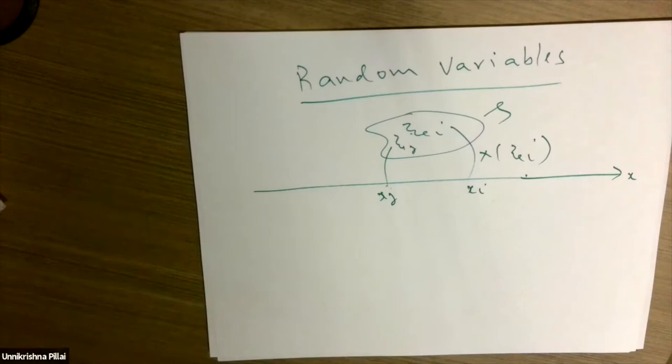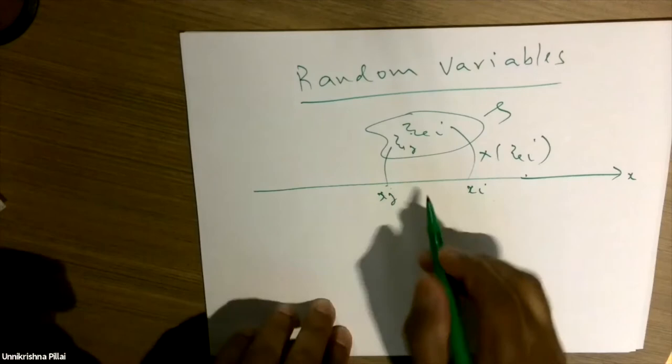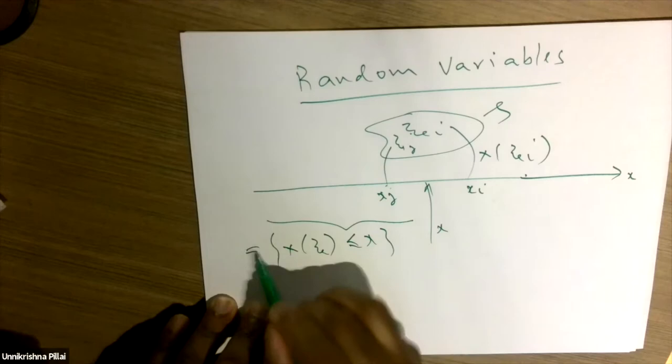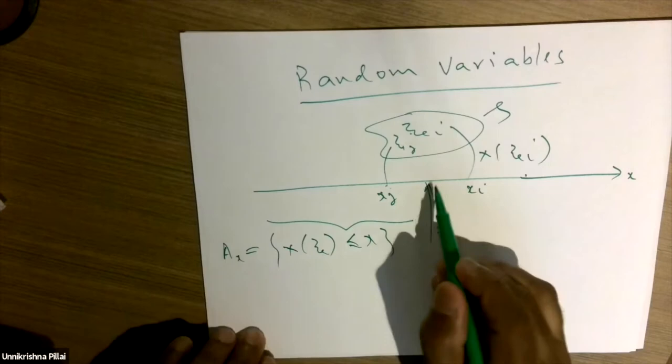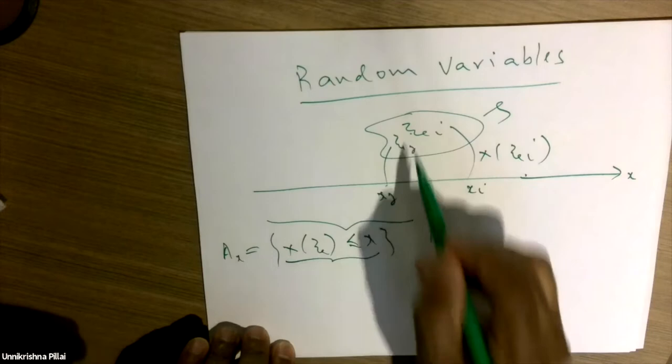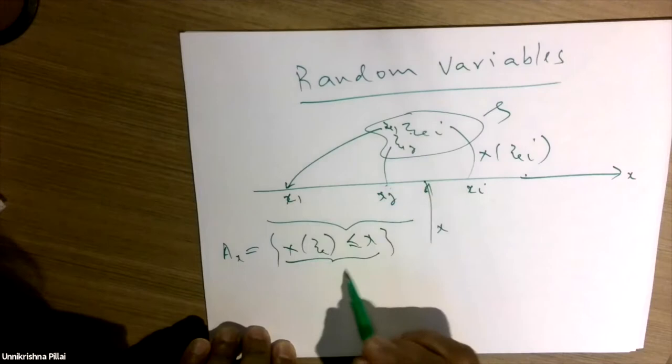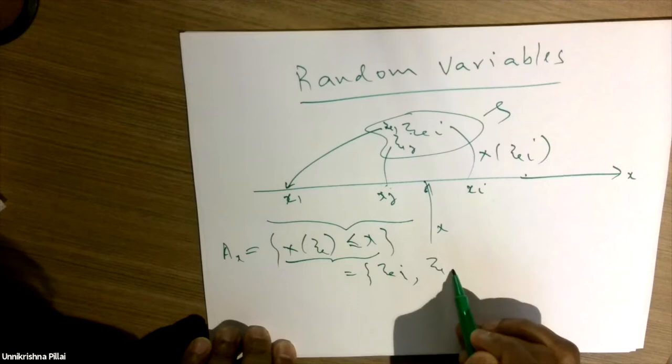So then how do you characterize the peculiar nature of this experiment? That's why you pick an X somewhere and then ask the question, find out the experimental outcomes that have been mapped below some number. So remember what I have done. I picked an X. So what we are asking is, what is the set of all outcomes which has been mapped before this number? So from this experiment, let's say psi 1 has been mapped here and psi j has been mapped here. So this will be simply psi 1 comma psi j. Right? So this is an event.